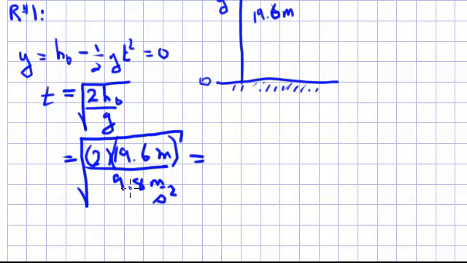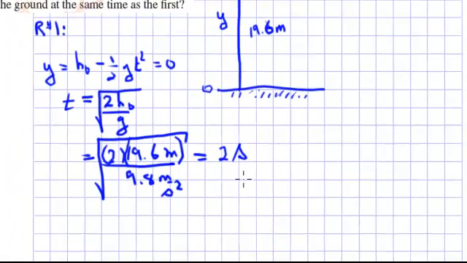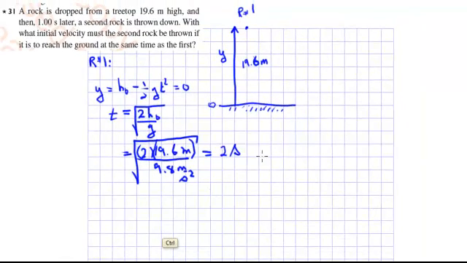So 9.8 goes into 19.6 twice. 2 times 2 is 4. Square root of 4 is 2. So the time for rock number 1 to fall to the ground is 2 seconds. And for rock number 2, it is thrown 1 second later. So it has to reach the ground in 1 second after it's thrown.